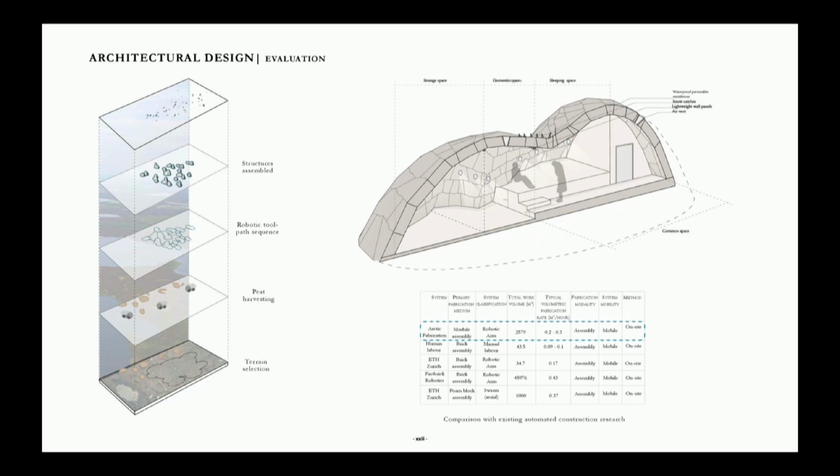Also, it helped us to evaluate our fabrication system in order to understand its place within the existing robotic fabrication systems. What we realized is that the rate of our system, the speed of our system, is much more, almost 3 times more than the speed of human labor. However, it's more or less on the same level with the existing fabrication systems.